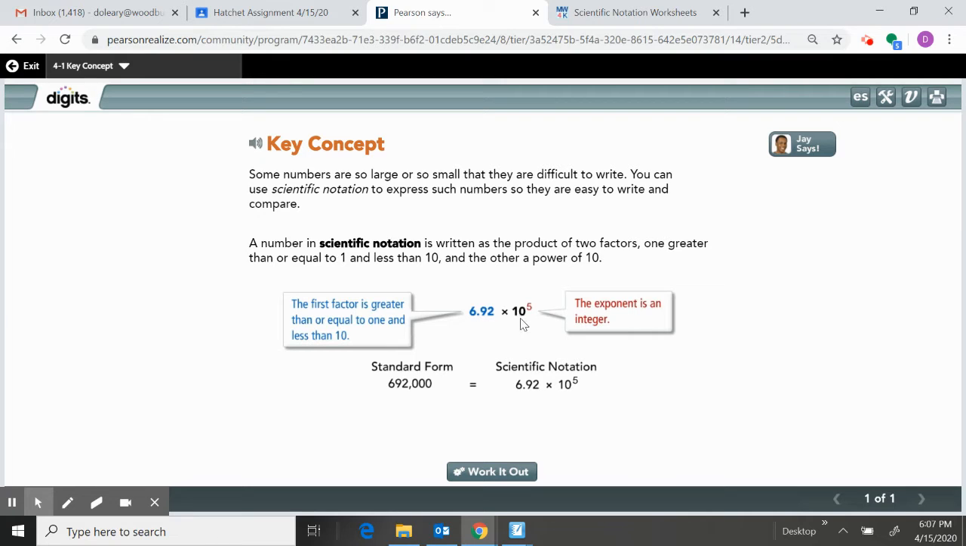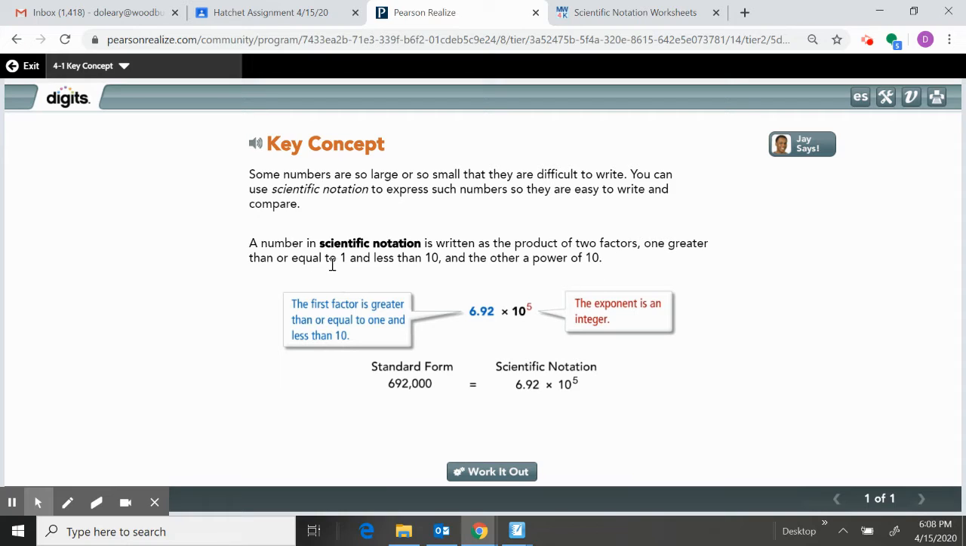So understand that 6.92 is more than 6, but less than 7. In 6.92 times 10 to the fifth, you notice that this is what we call a power of 10, and it's raised to the fifth power. So that's important. I wanted to read that to you before I read this to you, because here are the rules for scientific notation. A number in scientific notation is written as the product of two factors, product meaning multiply. Two factors. Here's one factor in blue, the 6.92. The other factor, 10 to the fifth power.